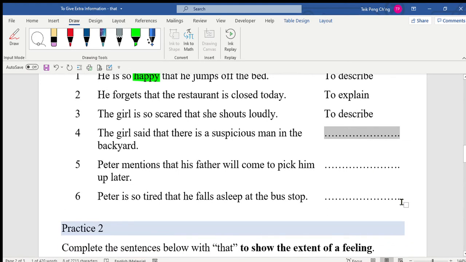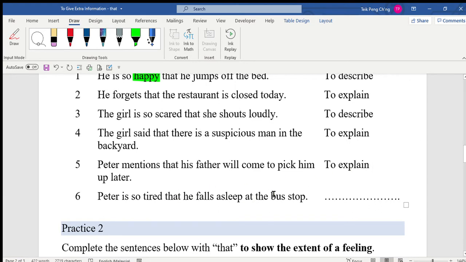Number 4, the girl said that there is a suspicious man in the backyard. So this one is to explain. It explains further about what the girl said. Number 5, Peter mentions that his father will come to pick him up later. This one is to explain. It explains what Peter mentions.